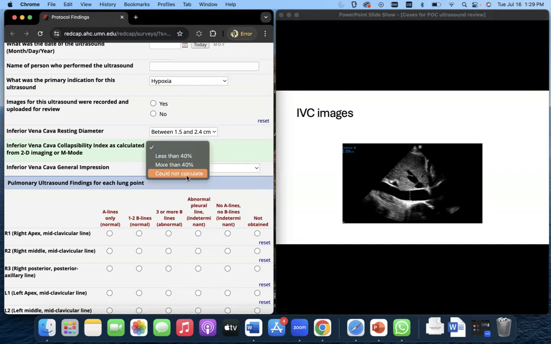So I'm just going to say could not calculate. The reason for could not calculate in this particular image is because those images weren't saved with this particular image set.